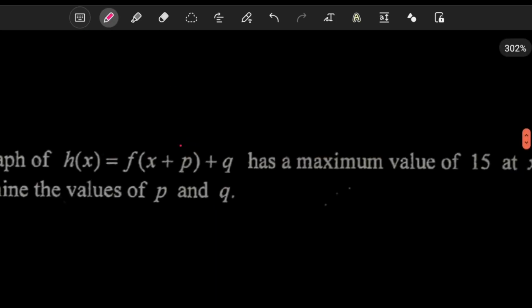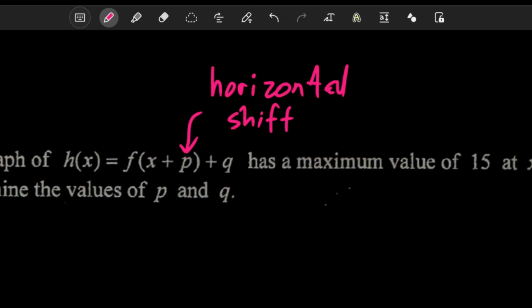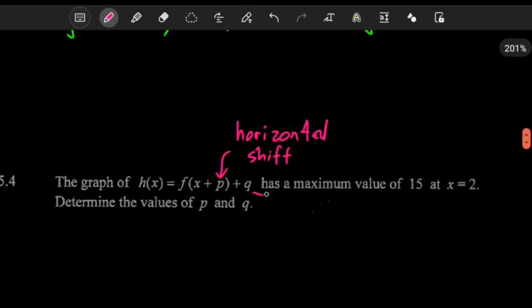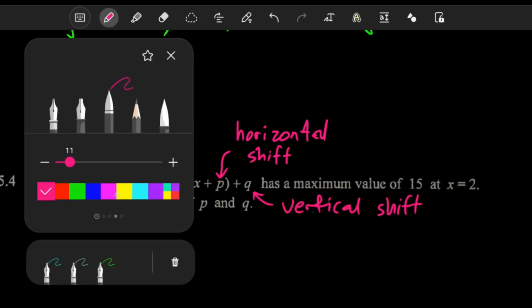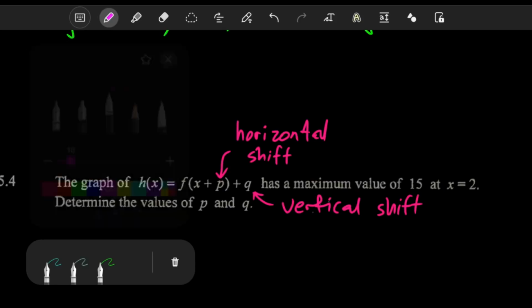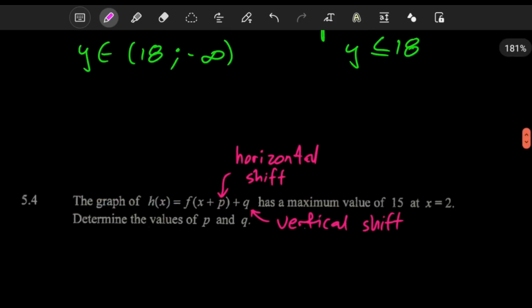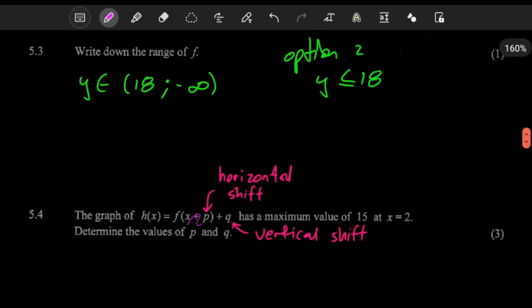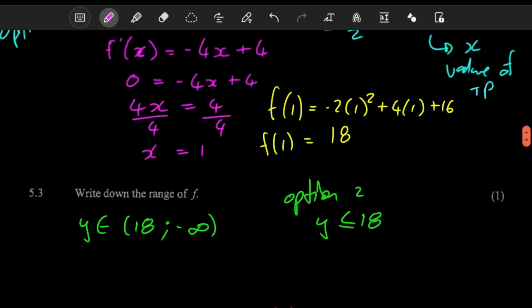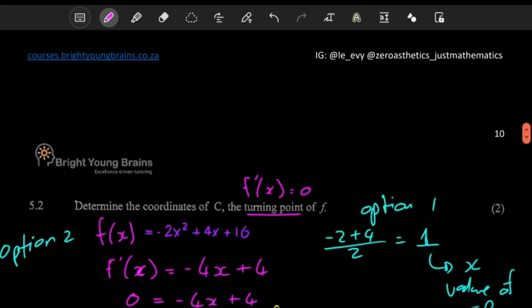Because here, all you want to see is that the p is a horizontal shift, whereas the q is a vertical shift. You see, nothing crazy, nothing major. Now obviously, if you think of it, they are saying h is this new graph where f has been moved around. So let's see what f is initially.